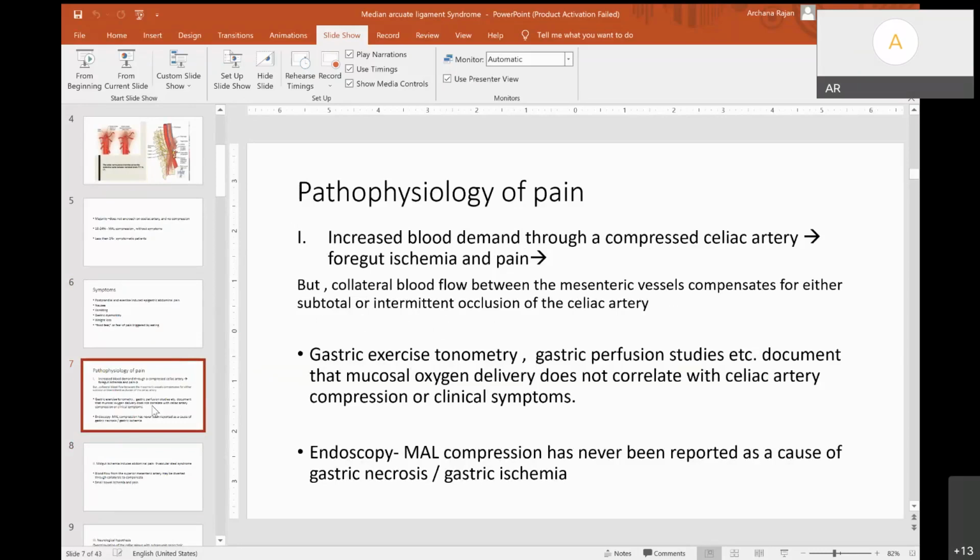And also various tests like gastric exercise tonometry, gastric perfusion studies, etc. document that mucosal oxygen delivery does not correlate with celiac artery compression or its clinical symptoms. And endoscopy has never reported a cause of gastric necrosis or gastric ischemia due to median arcuate ligament compression.